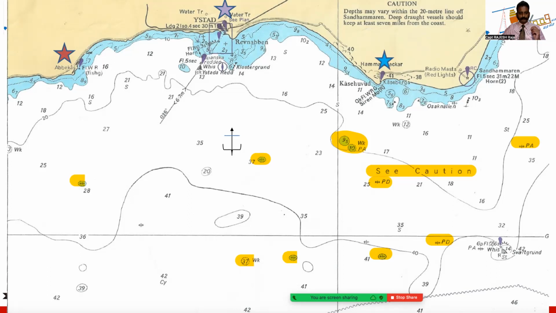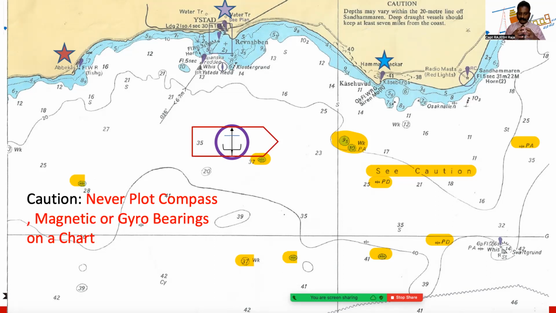So please be cautious. Right now in this question, there's a land on one side and there's water on the other side. So we know you can only anchor at this approximate spot. This is not the exact spot, approximately somewhere here. Not all questions are like this, so please be careful on this. But there is something very important. Please never plot any compass bearing, nor magnetic bearing, nor gyro bearings on the chart. You're supposed to plot only true.